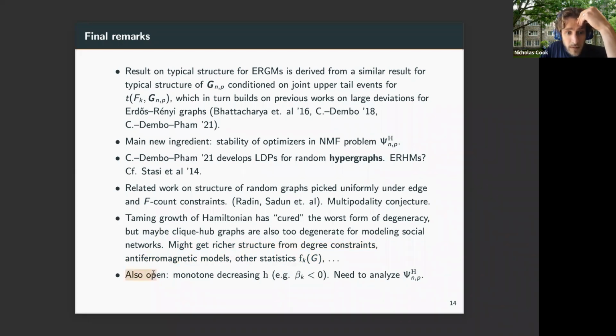Okay, mathematically, I think the most interesting problem is to extend the results to have some of the parameters be negative. And then you need to analyze this optimization problem in the lower tail for subgraph counts, which is pretty wide open at this point.